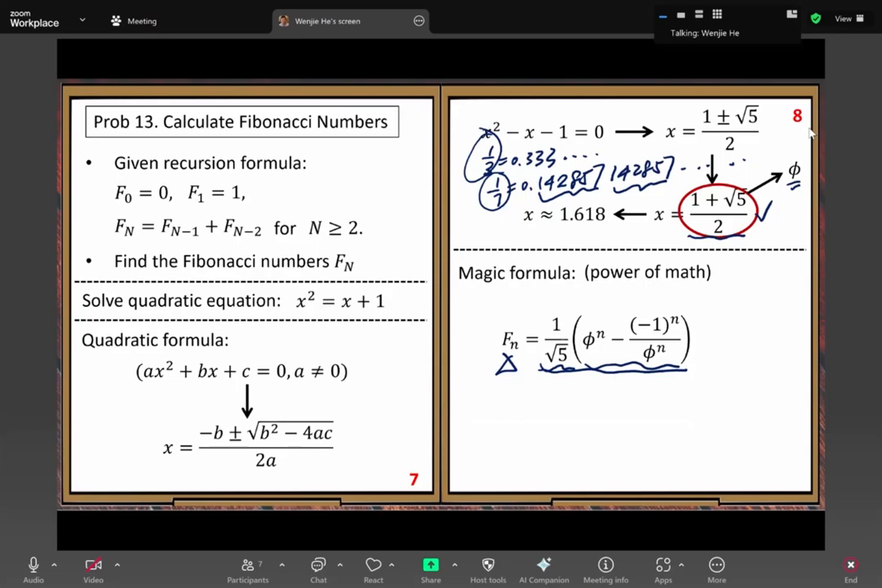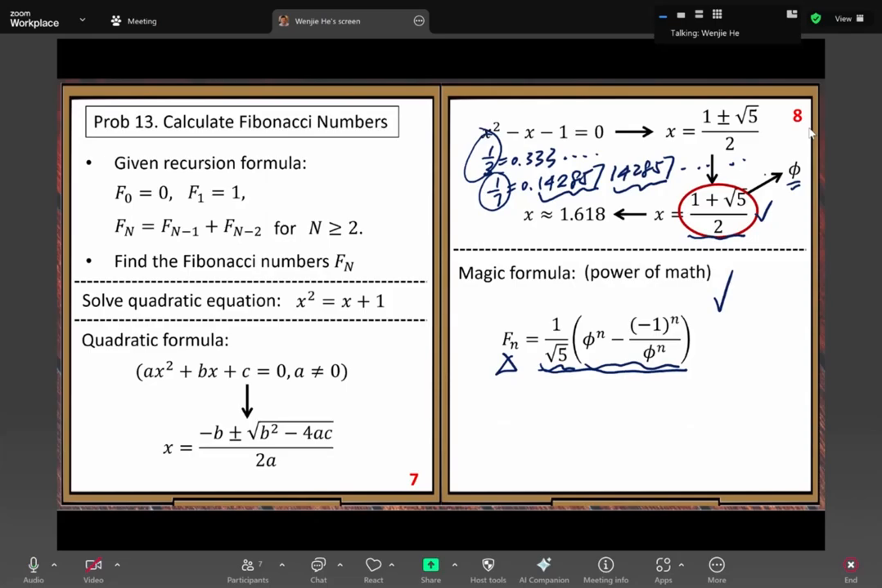We will find the reason. We will discover why we can find the Fibonacci numbers in this formula. To show this formula is correct, the first thing we need to do is show the formula is correct.